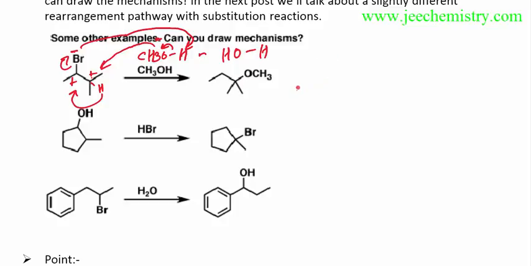I will make the structures clearer to make it more clear for you. This is bromide, Br minus, and this is CH3OH.